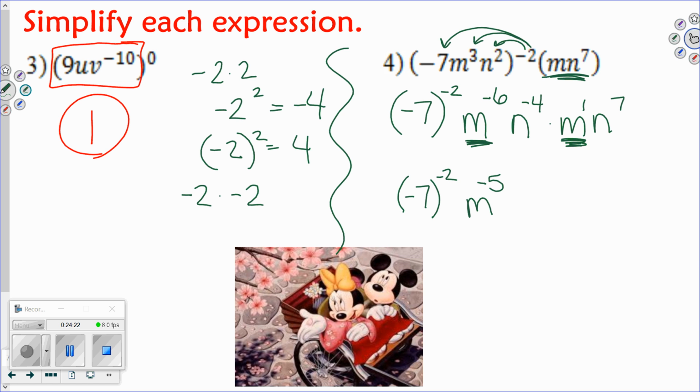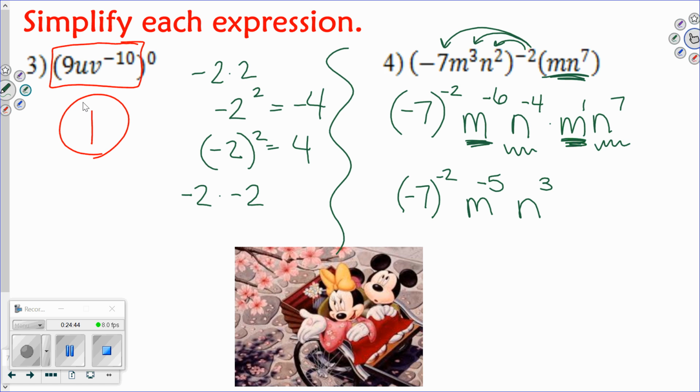As -5. And then I have n's. -4 plus 7 is 3. So one of my negative exponents on that n actually went away. It's not negative anymore, it's positive. Okay? So next thing.